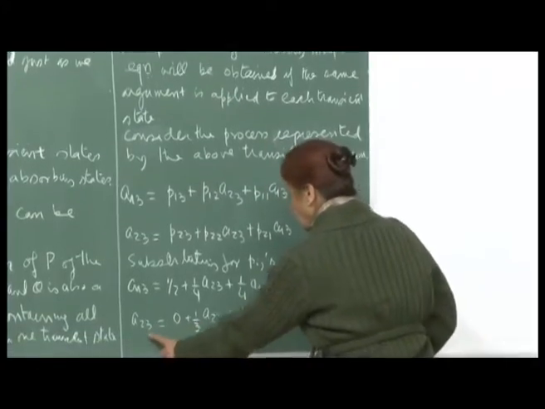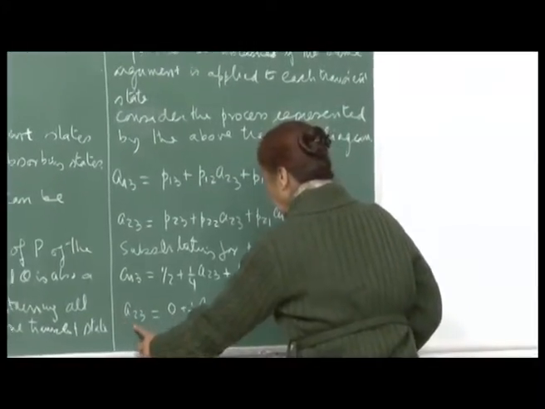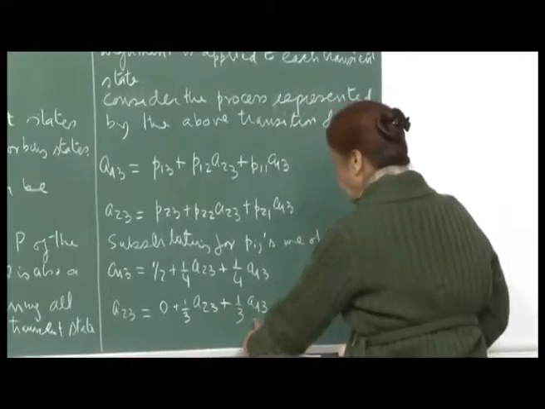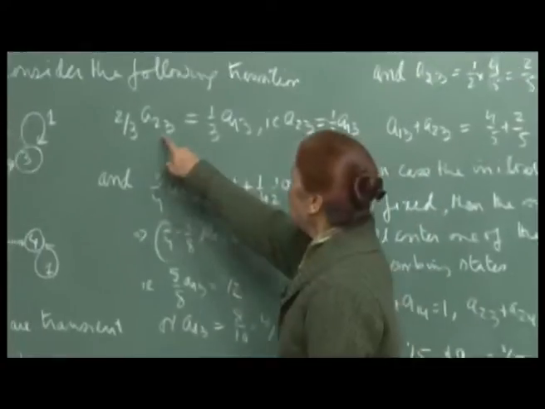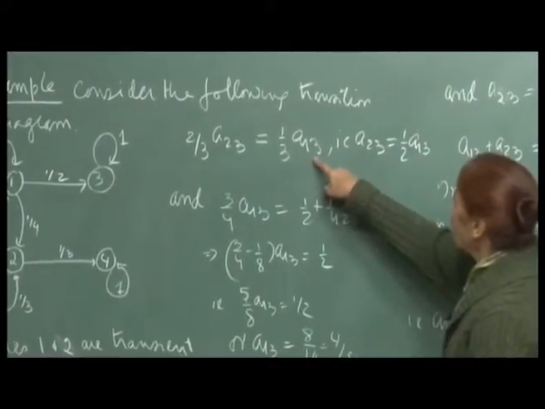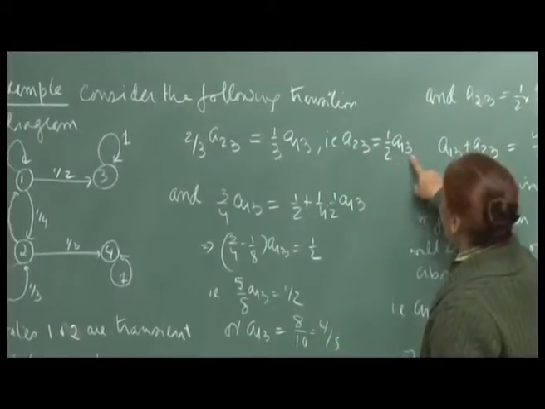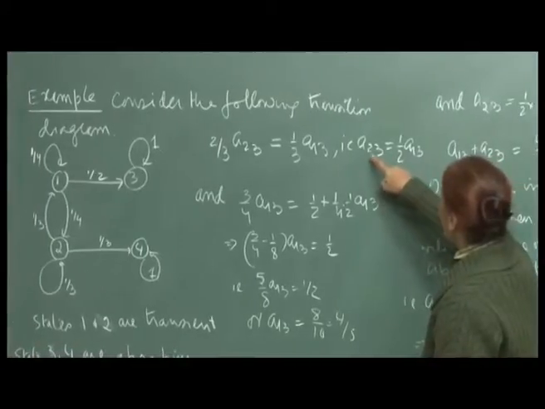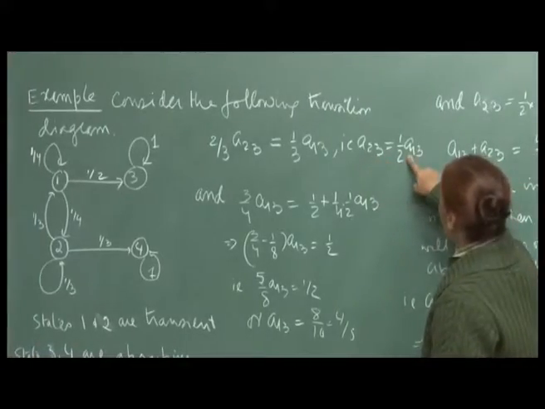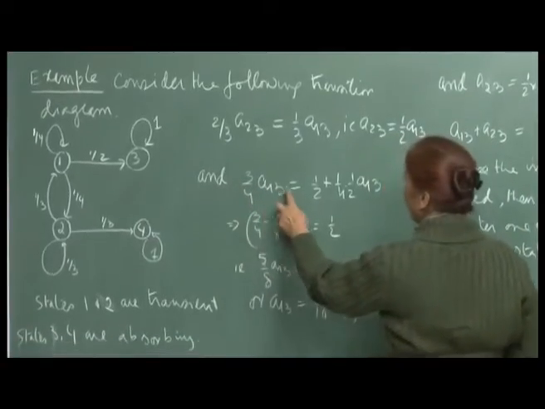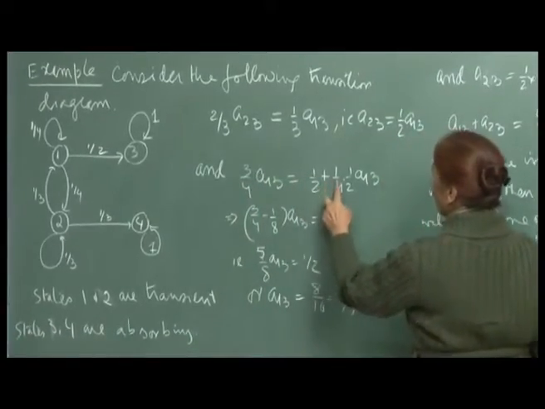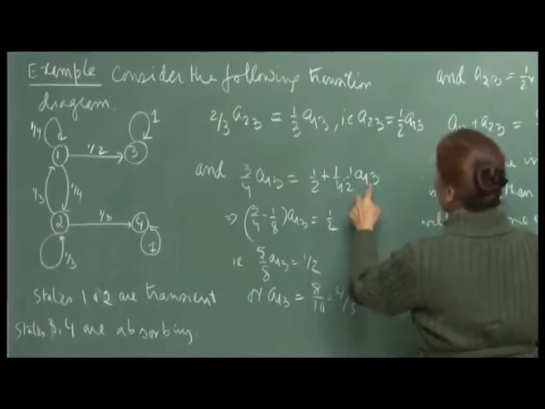So, you bring A23 here. So, this will be 2 by 3 A23, which is equal to 1 by 3 A13. So, that immediately gives you A23 is half A13, and now if I substitute for A23 in terms of A13 in the second equation, which was 3 by 4 A13 is equal to half plus 1 by 4 into 1 by 2 A13, right.